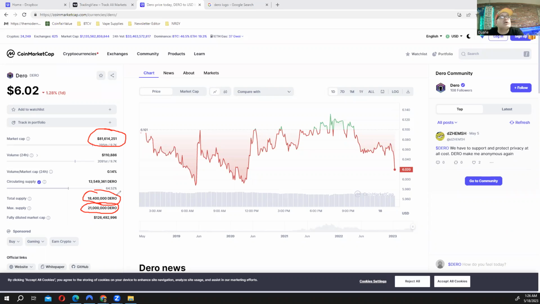The current market cap basically is the current price times the circulating supply. Whatever the total circulating supply is times the current price, that's going to give you the market cap. The fully diluted market cap would be the total supply, coins in circulation and coins yet to be in circulation, multiplied by the current price, and it's going to tell you what the fully diluted market cap is, which is 126 million. It looks like around 64.5% of their coins are currently in circulation.